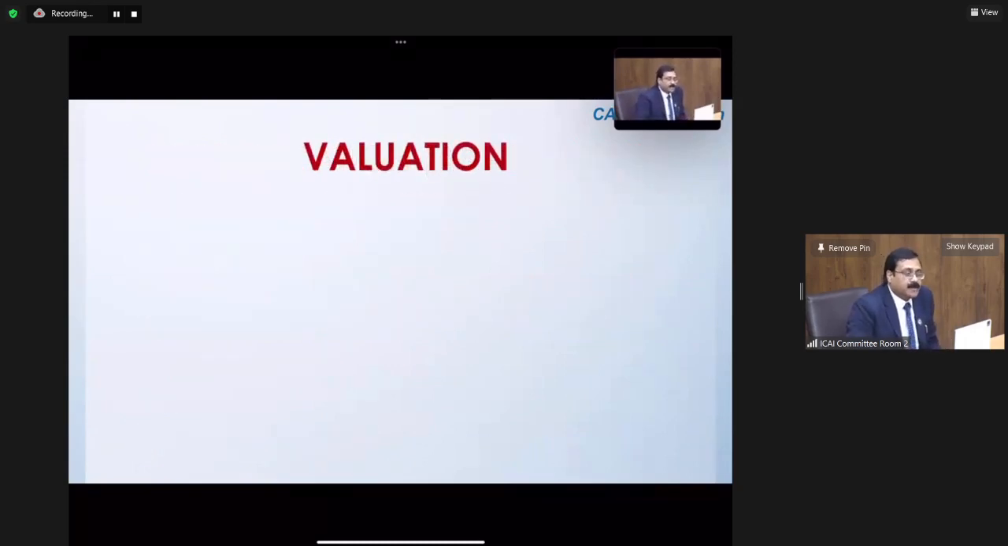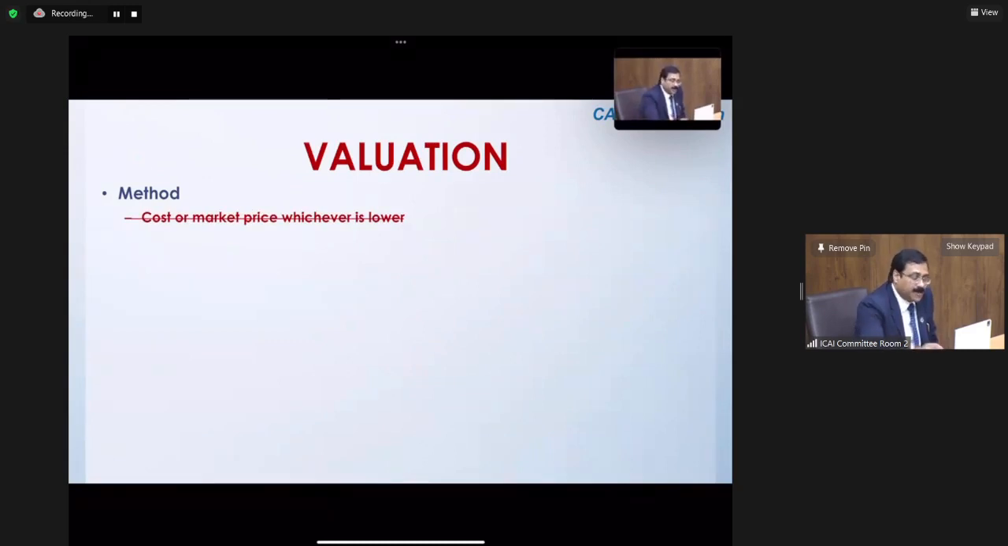Now, talking about valuation. I'll not go deep into how it is to be valued, that TV sir would be taking care of. But I'm talking about a very, very basic thing: how do we value? If we talk about the method of valuation, which we give in the significant accounting policies also, there what we give is cost or market price, whichever is lower. Cost or market price, whichever is less, which is not correct. Or sometimes we say, no, it is not market price, it is net realizable value. So we write lower of cost or net realizable value. Again, this is also not correct.